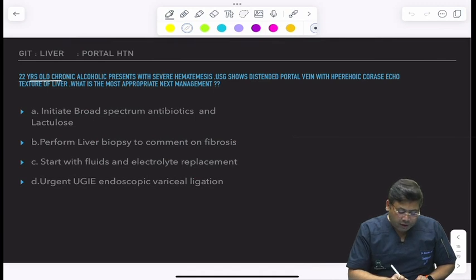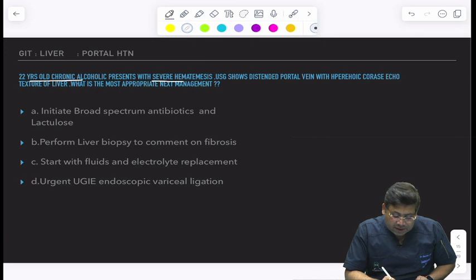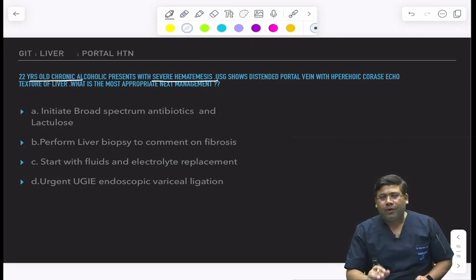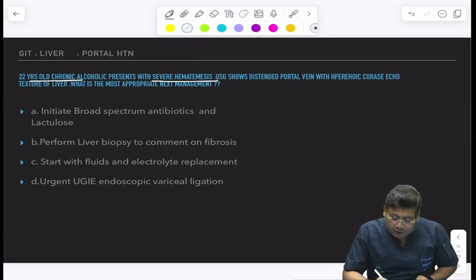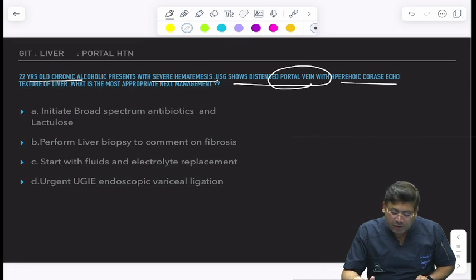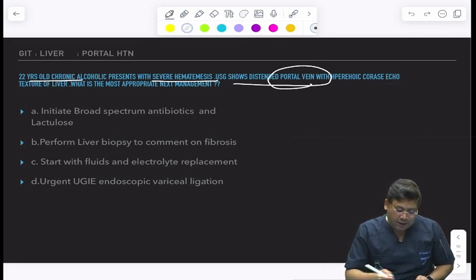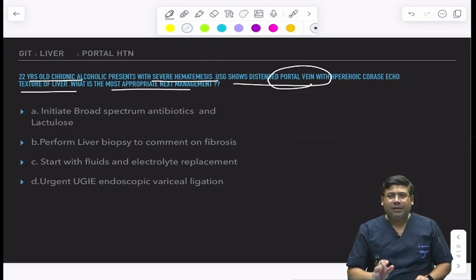A 22-year-old alcoholic patient presents with severe hematemesis. So this is a patient with upper GI bleed due to portal hypertension. The USG shows a distended portal vein with hyperechoic, coarse echo texture in the liver. What is the next appropriate management?